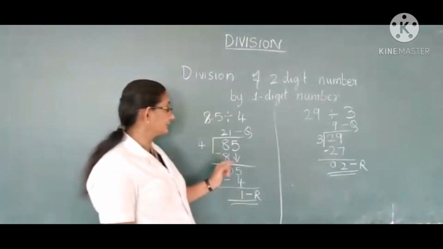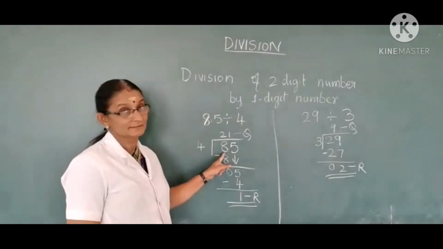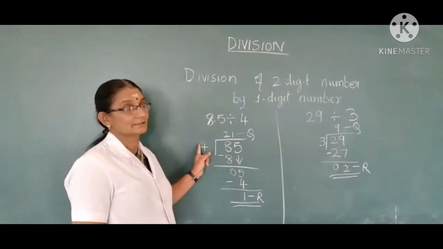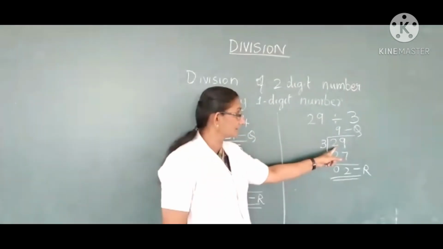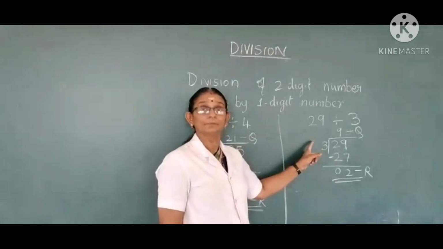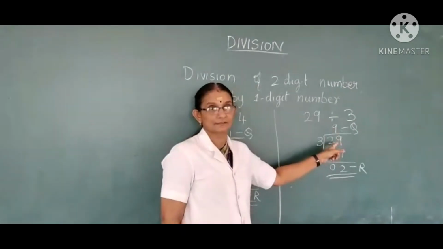So children, here in the first case you can see that the first digit is greater than the divisor. But in the second case you can see that the first digit is smaller than the divisor. And so we have to consider both the numbers here. Okay.